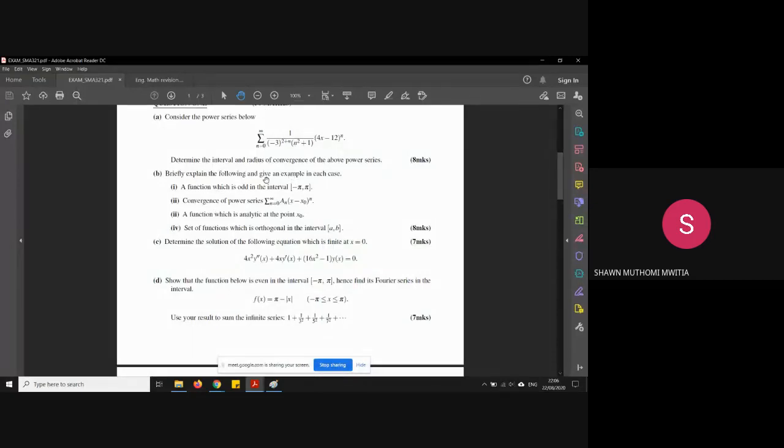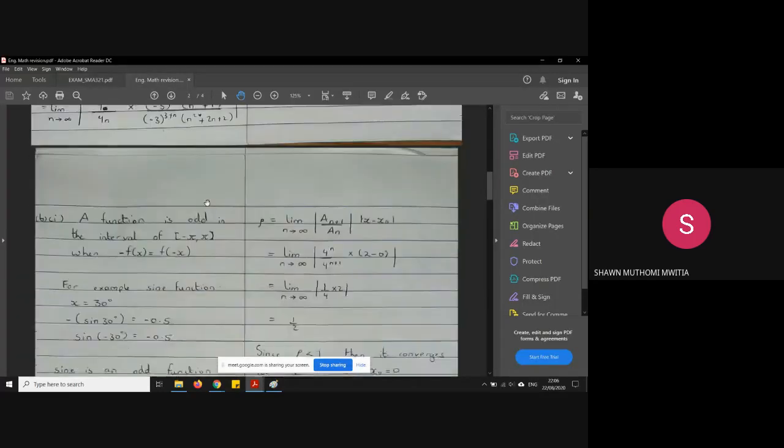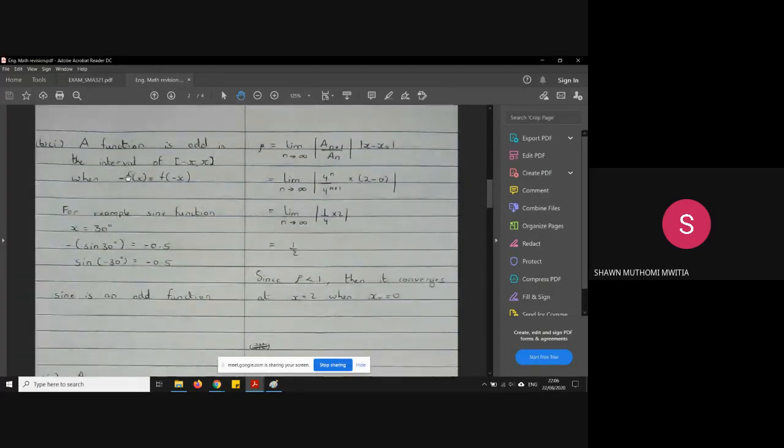So now for B, briefly explain the following and give an example of each case. So a function which is odd in the interval of negative pi to pi. So this one is straightforward. A function is odd when negative f(x) equals f(negative x). So I then use the function sine. Straight away you can prove and show sine is an odd function.